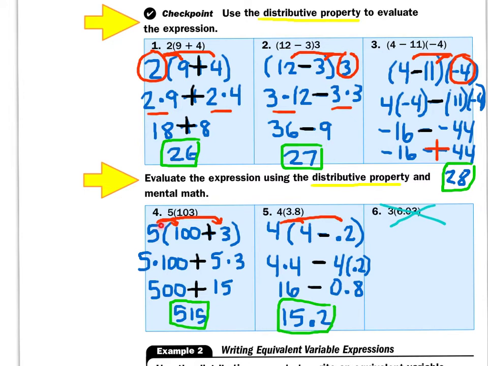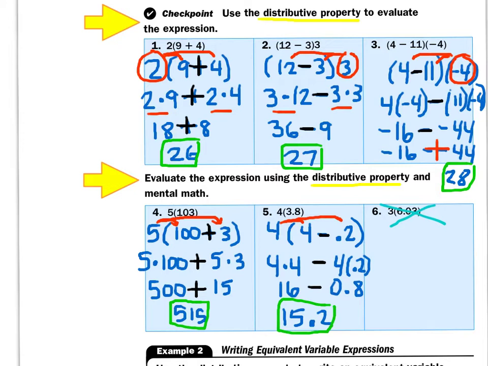think about this. You could say 5, and then in parentheses, break apart the 103 to 100 plus 3, and then use distributive property. So 5 times 100 gives me my first term, then I copy the plus, and then 5 times 3 gives me my second term. Well, 5 times 100 is 500, plus 5 times 3 is 15, so that gives me an answer of 515.